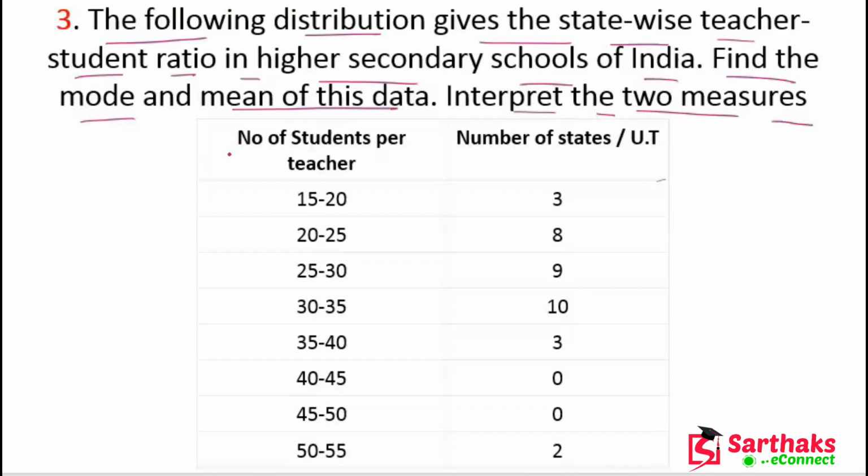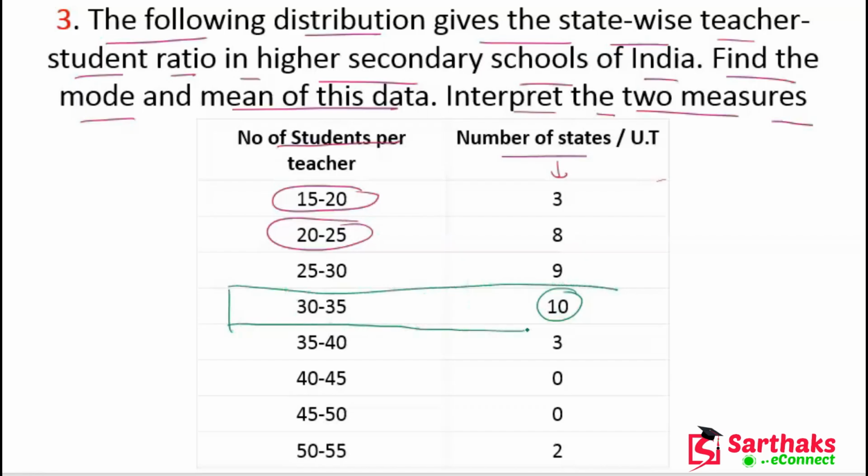Okay, my dear friends. So now, number of students per teacher is this interval, and number of states is this. Now, first of all, for finding the mode, we have to find what? We have to find the modal class. So what is modal class? If you observe this, this is the highest frequency. So we can say that this is our modal class.